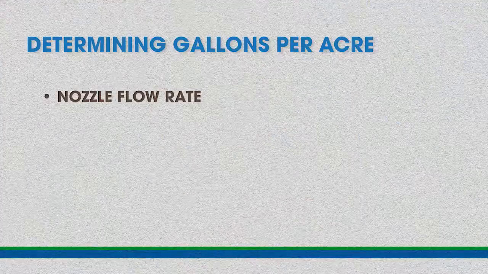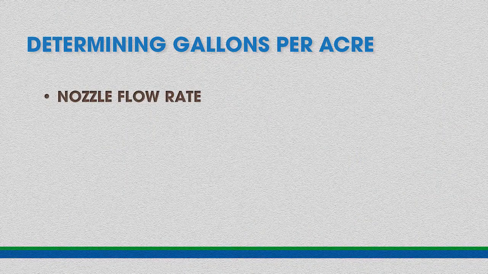When we're calibrating a sprayer, we're trying to achieve the gallons per acre or gallons per 1,000 square feet that we need to get the right amount of spray solution and therefore pesticide on the target. There are three things that determine how many gallons per acre you apply. First one is the nozzle flow rate measured in gallons per minute. So for 1 minute's time, how many gallons of spray come out of that nozzle.